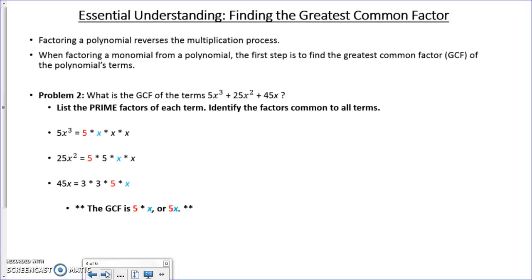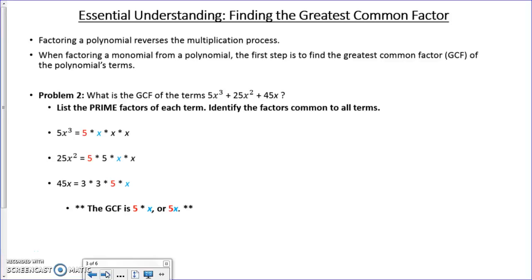Finding the greatest common factor. Factoring a polynomial reverses the multiplication process. When factoring a monomial from a polynomial, the first step is to find the greatest common factor, or GCF, of the polynomial's terms. Problem 2. What is the GCF of the terms 5x cubed plus 25x squared plus 45x?